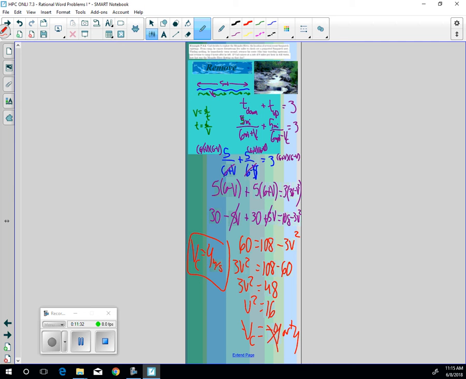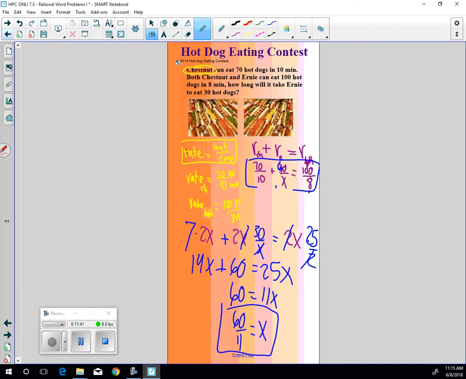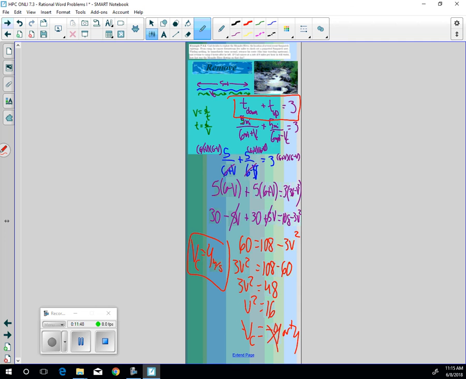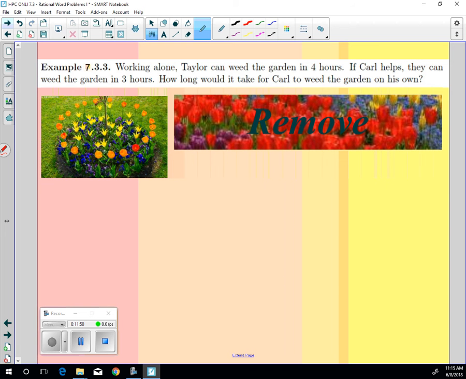Right? So the idea again is think of time adding to get a total time. With this last one, speed adding together, rate adding together to get total rate. And then substitute and solve. Let's try a quick one here. Working alone, Taylor can weed the garden in 4 hours. If Carl helps, they can weed the garden in 3 hours. How long would it take for Carl to weed the garden?